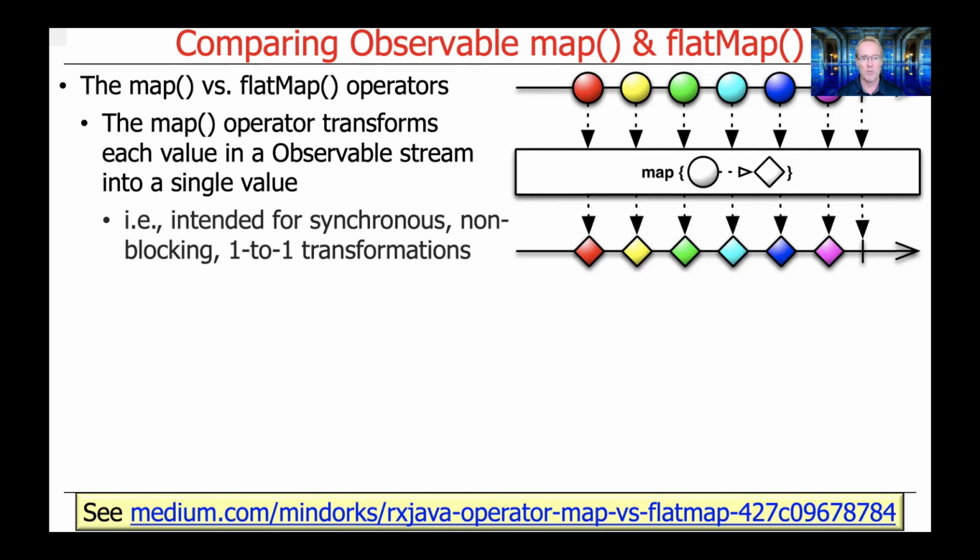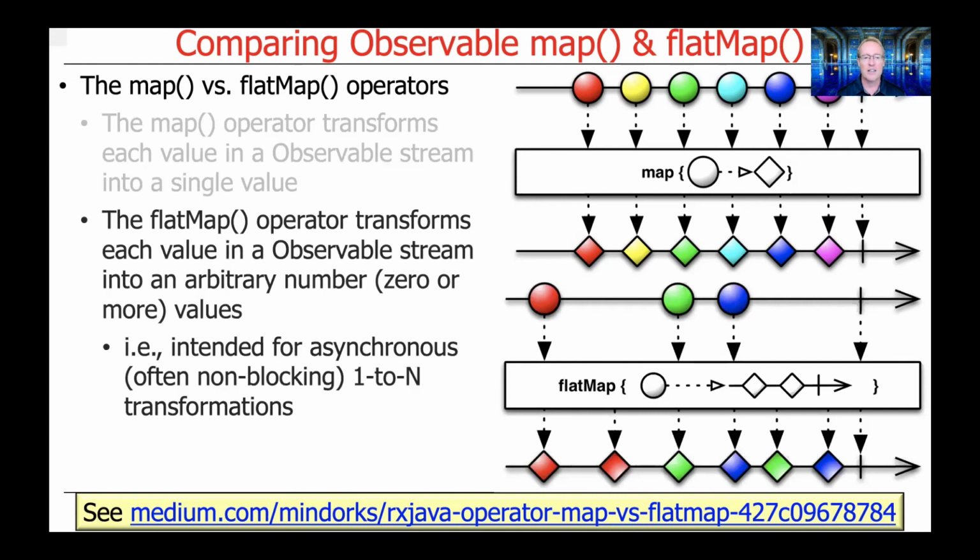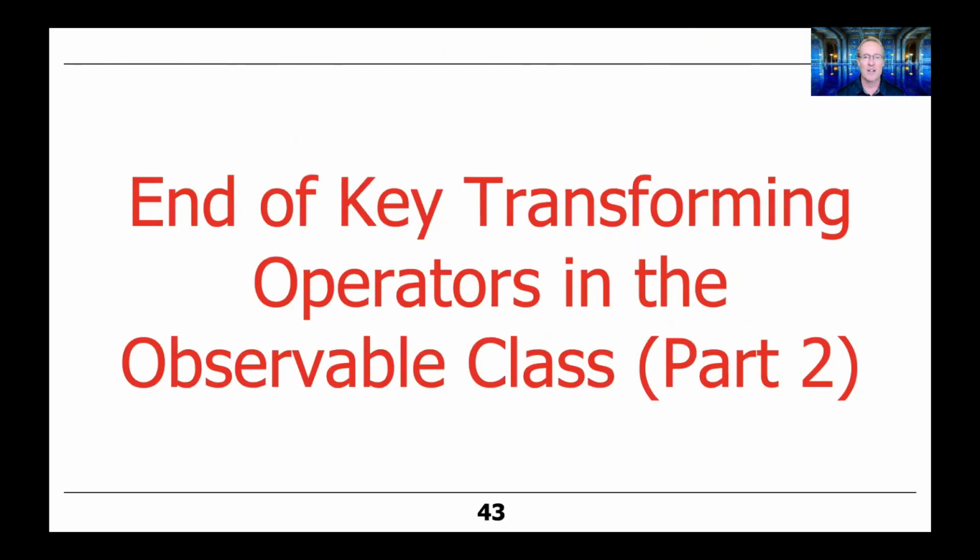For each input item, there's an output item, which could be transformed in its value or its type, or both. In contrast, the flatMap operator transforms each value in an observable stream into an arbitrary number, in other words, 0 or more values. And flatMap is intended more for asynchronous, typically non-blocking, one-to-n transformations, or in some cases, n-to-one transformations, or n-to-m transformations. It's much more flexible in terms of how it's going to be applied. So that's the end of our discussion of the second part of key transforming operators that appear in RxJava's Observable class.